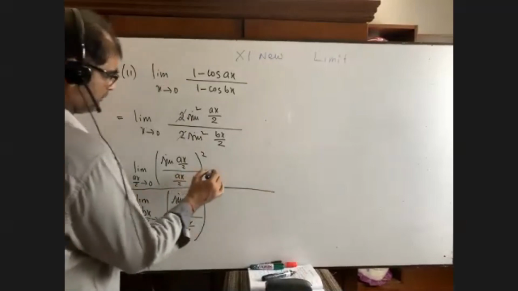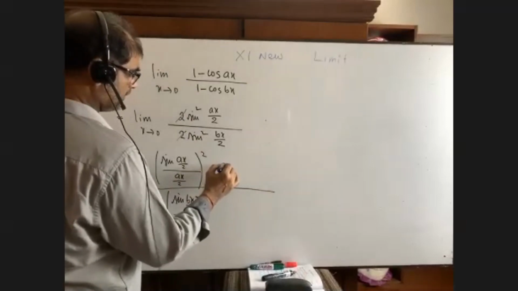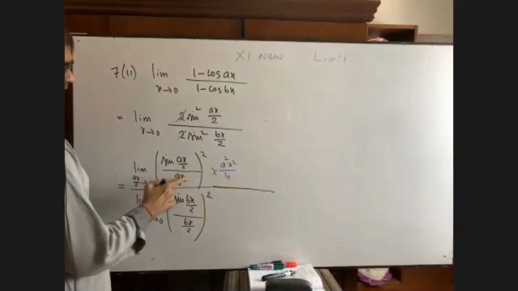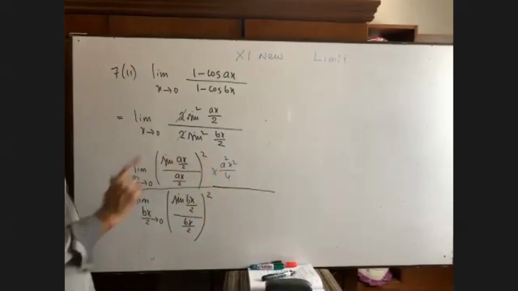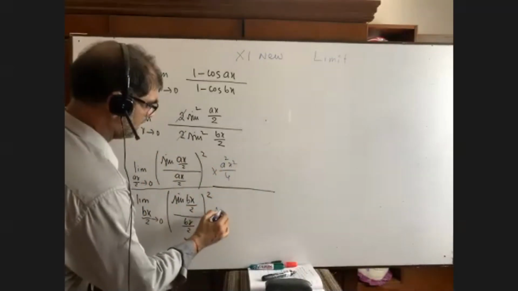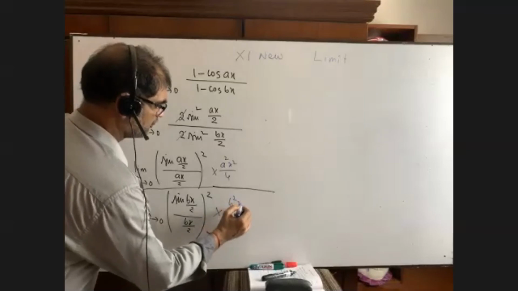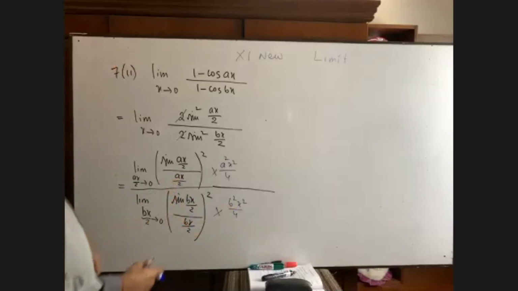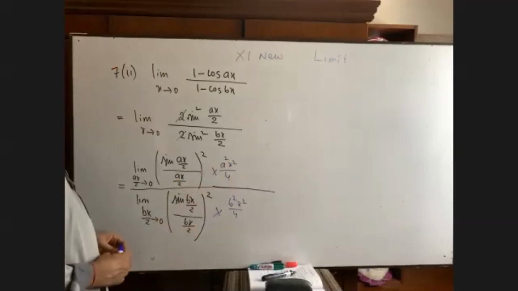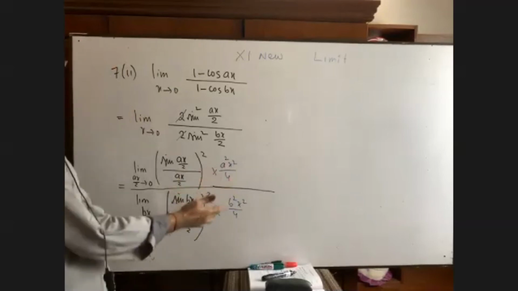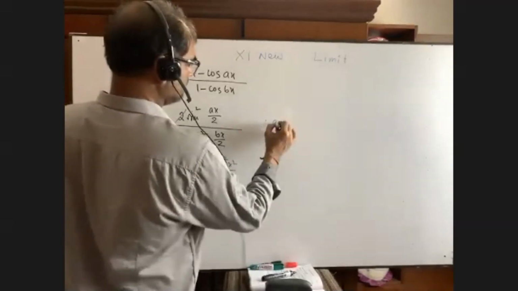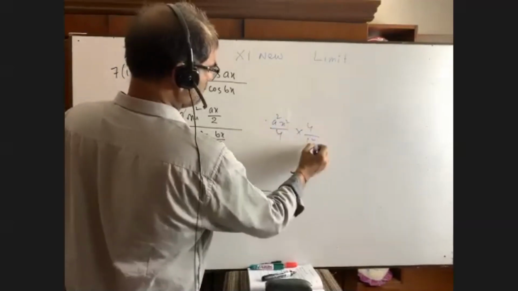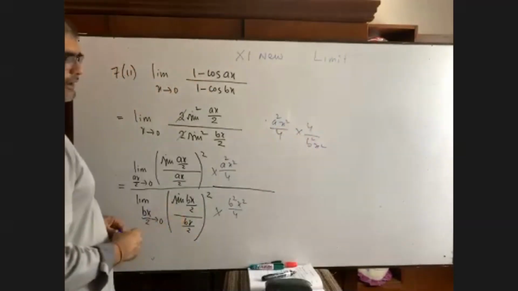It will vanish if I take a square x square by 4. This and this part will be omitted. And here it is also b square x square by 4. This and this will be omitted. Now we are left with only a square by b square. Even I am not going to write down 4. We are left with a square x square by 4 into 4 by b square x square. So actually we are left with only a square by b square.